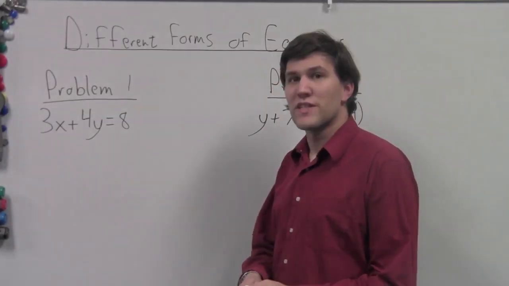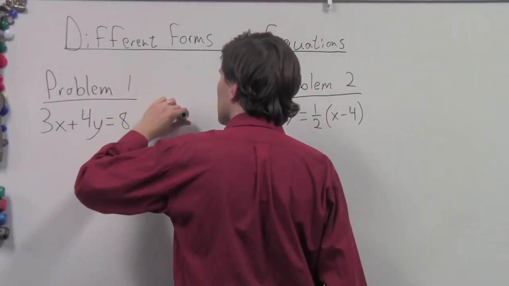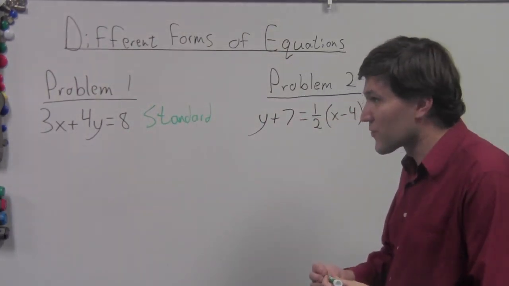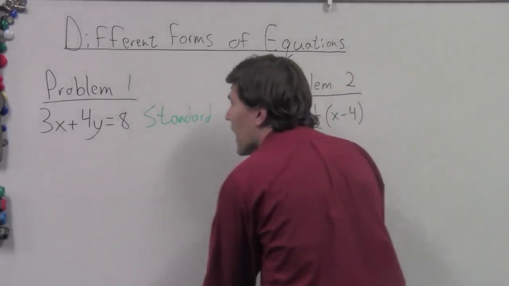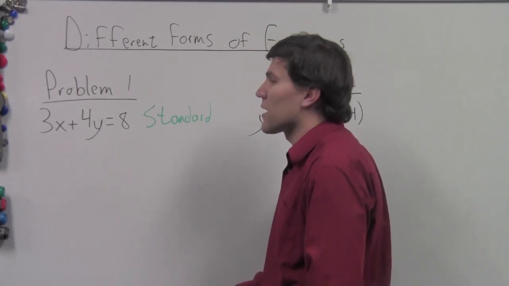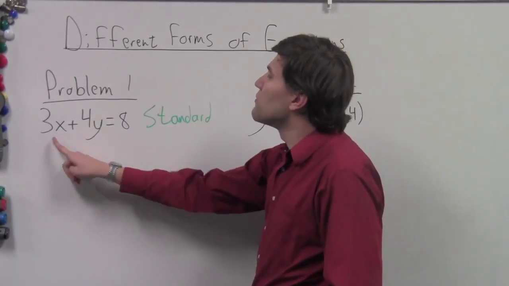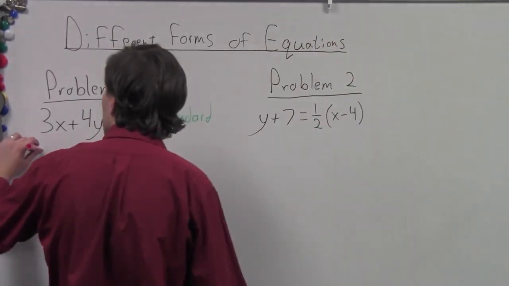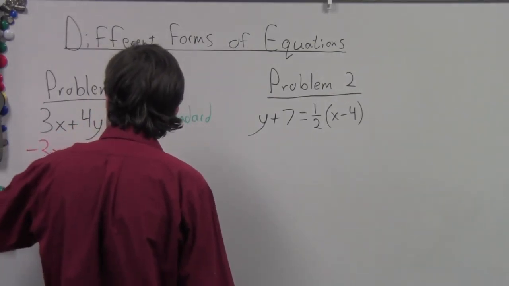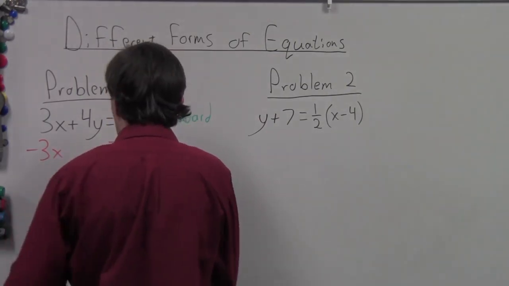If we look at this equation, we see that it's in standard form. So I'm going to write that down to remind us. And when we have an equation given to us in standard form, we have a specific set of steps we're going to follow to rewrite this as y equals mx plus b. The first thing we want to do is get rid of this x term. We want to move it to the other side. So we're going to subtract 3x from both sides. And this leaves us with 4y equals 8 minus 3x.